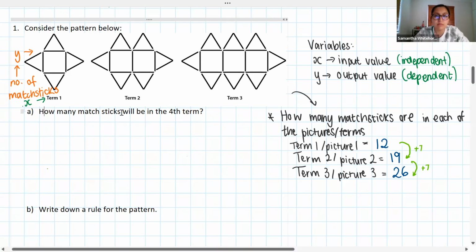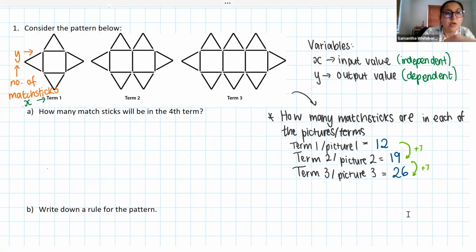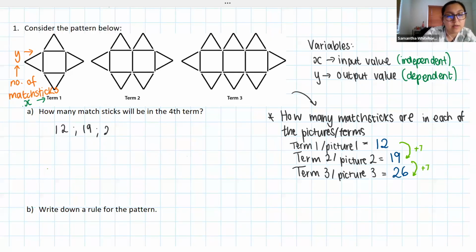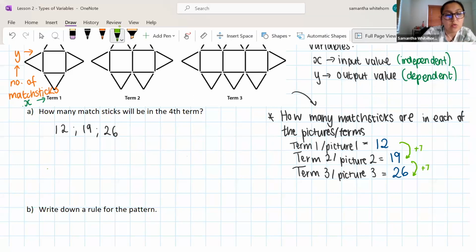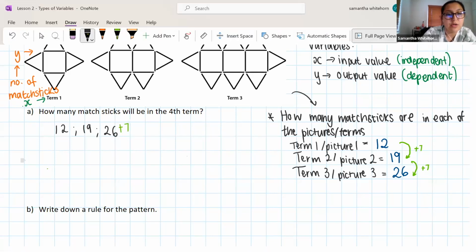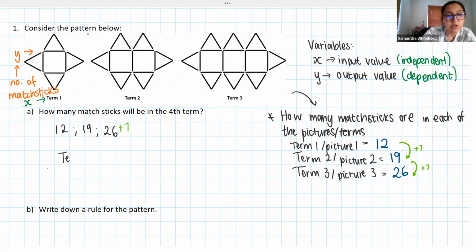I now can pretty confidently say that I know how many matchsticks will be in the fourth term. We know that the first 3 terms had 12, 19, 26. We know that the pattern is to add 7. And so all I would now need to do is add 7 to my third picture in order to get the fourth. So our fourth term, or term 4, will have, and a lot of you have said, 33 matchsticks in its picture. Okay, so before I carry on, there's a question of why is it 7?